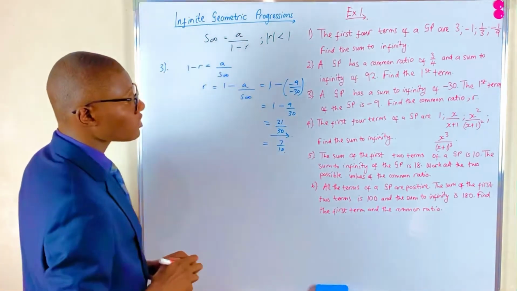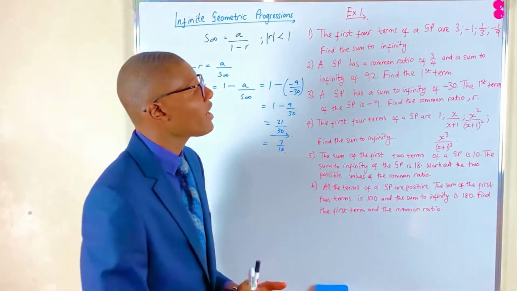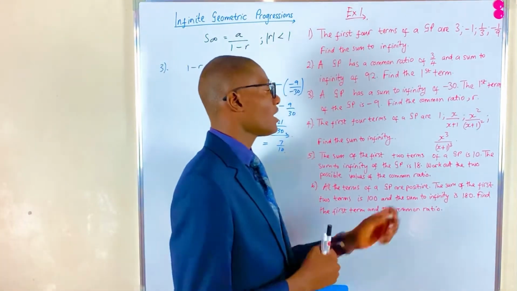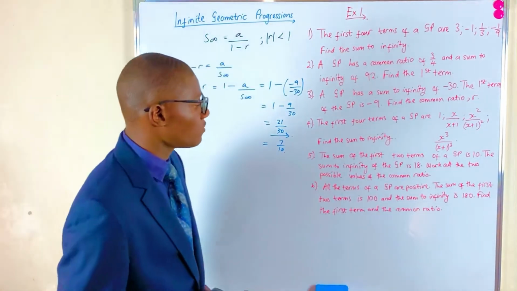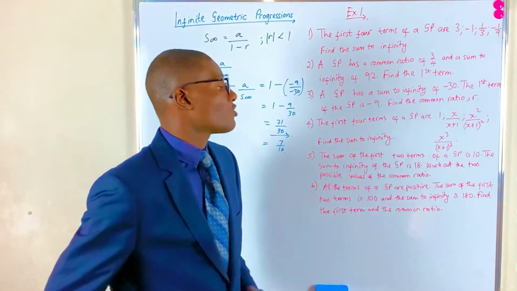And now moving on to number 4. Number 4 says the first four terms of a GP are 1, then x over x plus 1, then x squared over x plus 1 squared, then x cubed over x plus 1 cubed. Question says find the sum to infinity for this geometric progression.